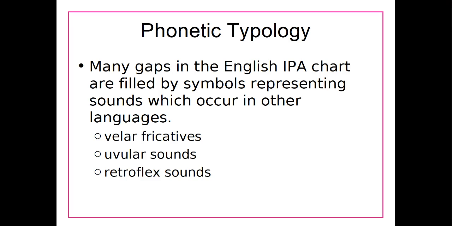They have uvular sounds, which English doesn't have. And they have retroflex sounds, which English doesn't have. So if you saw that IPA chart, you may recognize that there were a lot of blank squares there for English. Other languages might have those squares filled in with a sound, and they might not have sounds where English has them. So just because English has a sound doesn't mean all languages will have it. And as a follow-up to that, English doesn't have all the sounds that other languages might have.